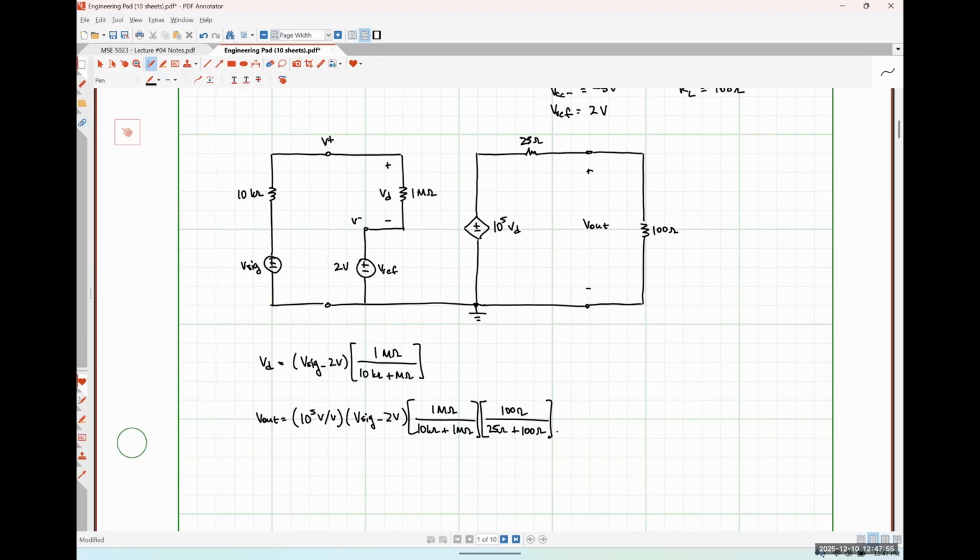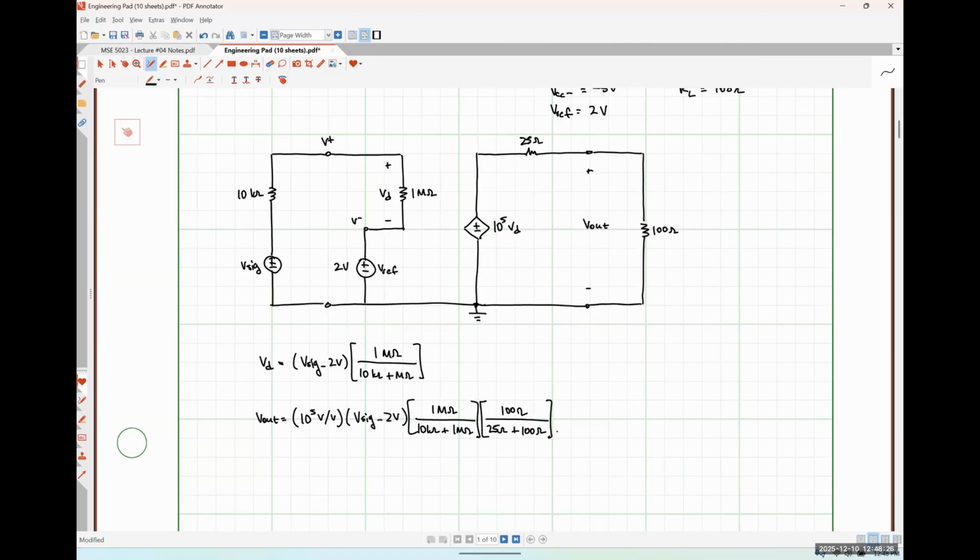So if I were to plug in any given value of Vsig into either of these expressions, I could find both my differential voltage and my output voltage based on these. Okay? So we know that the maximum possible output voltage in this case is going to be 5 volts. And the minimum or most negative possible output voltage is going to be negative 5 volts because our supply voltages are plus and minus 5 volts.